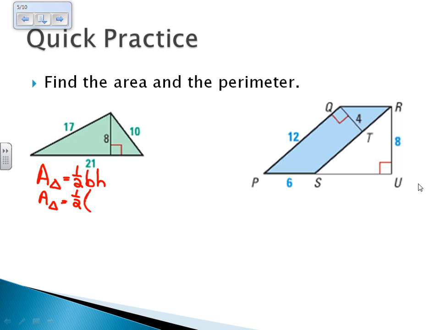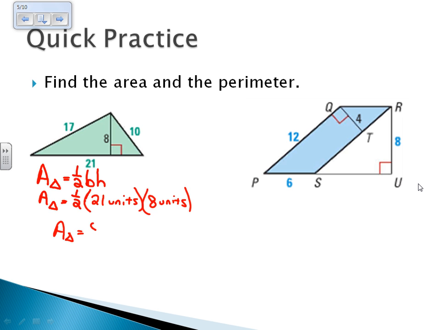Which is 1/2 the base, which is 21 units, times the height, which is 8 units. All right, a little trick. How many of you want to multiply 21 times 8 first? A trick, because that's fine. Do the 1/2 times the 8 first. So if you do the 1/2 times the 8, what is 1/2 of 8? 4. Then do the 4 times 21.